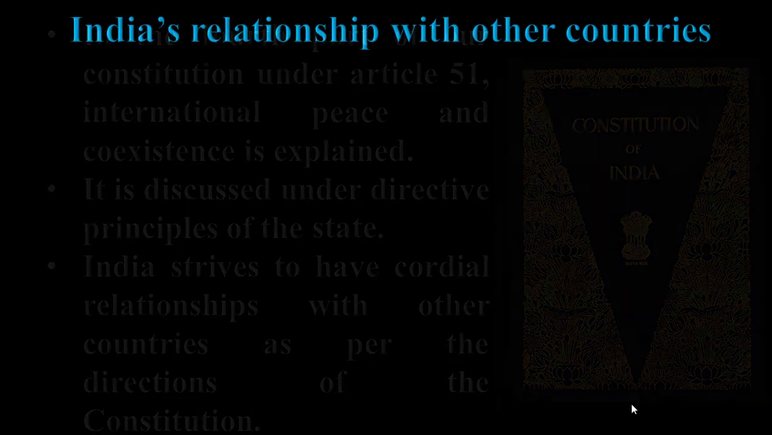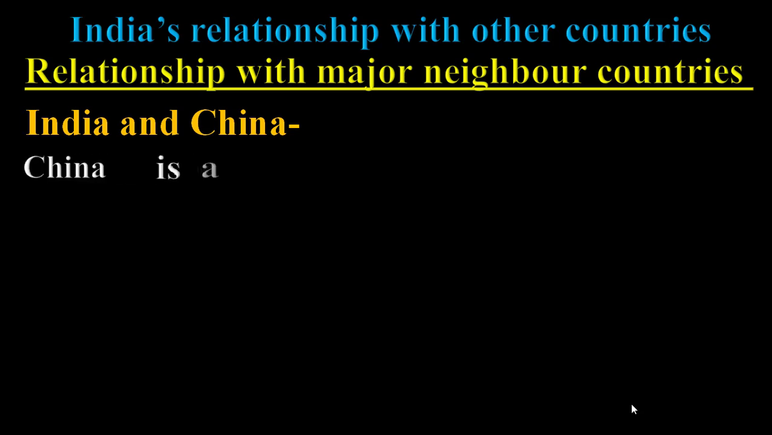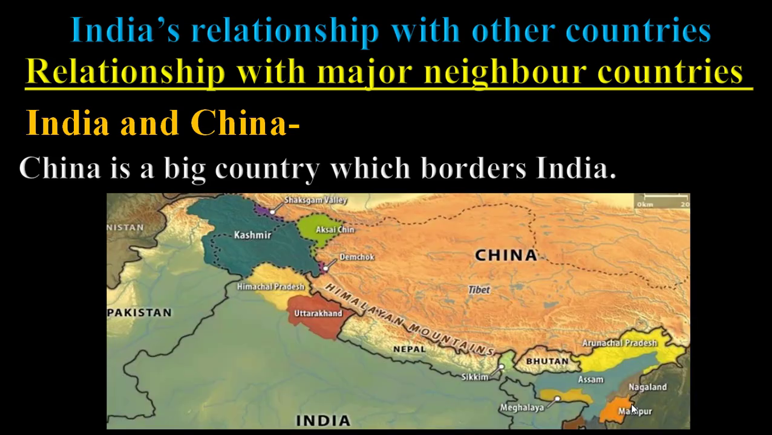Let's look at the relationship with major neighbouring countries. Among them, India and China. What kind of relationship do we have with China? China is a big country which borders India. The maximum border area we share is with China.